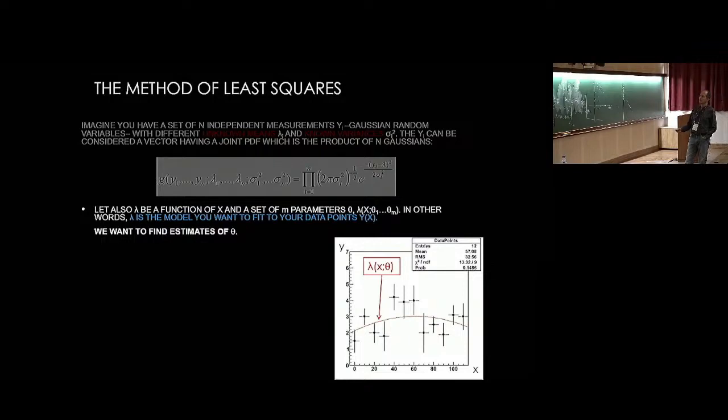And then you have a model, and the model is a function of x. Lambda is a function of x, and it has some parameters, maybe 2 or 3 parameters. This is probably a quadratic or a cubic I overlaid to the data points. So lambda is our model. Theta are the parameters of the model.